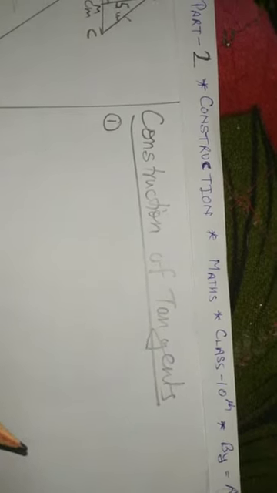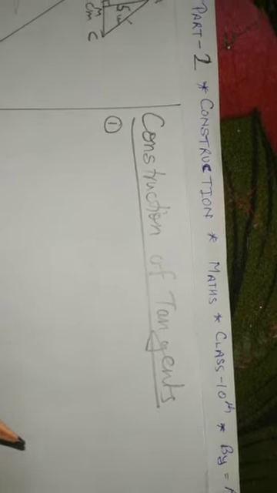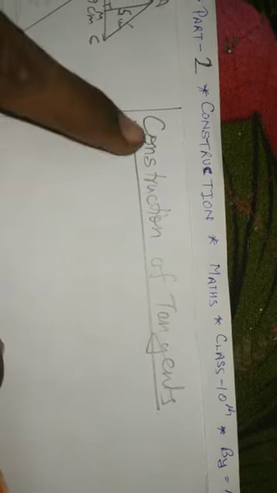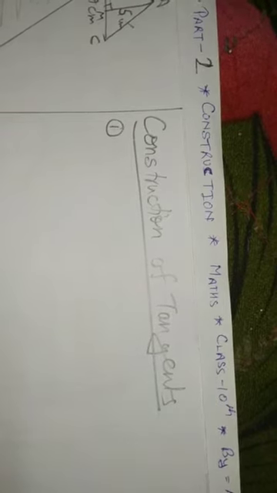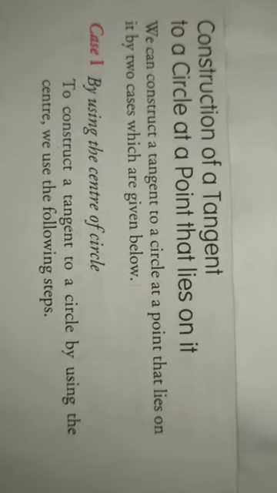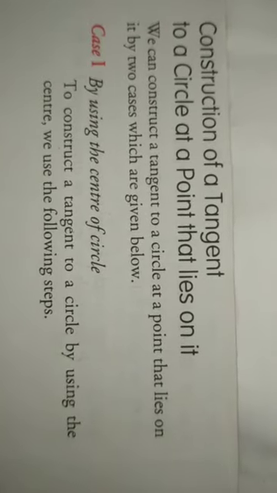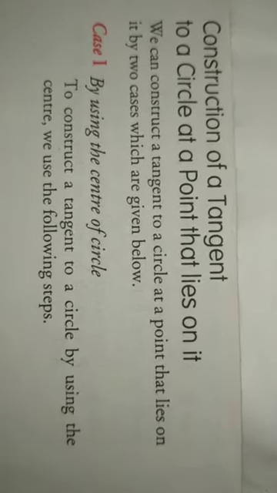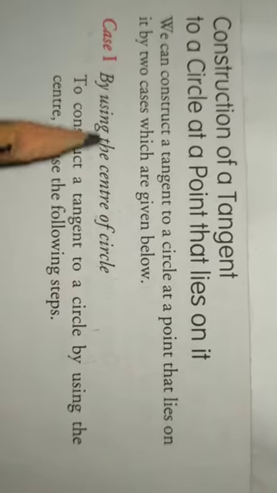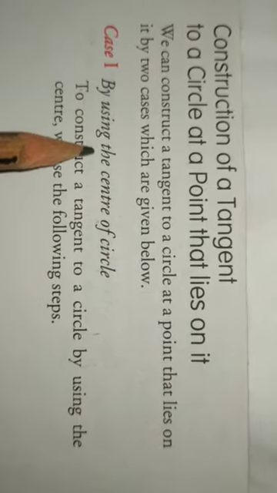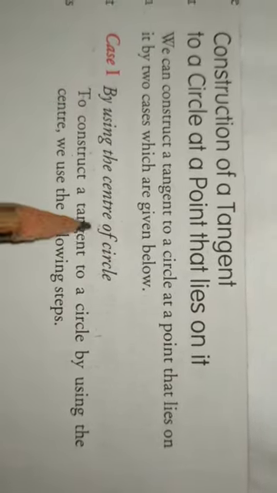Now the next topic is an important topic, that is the construction of tangents to a circle at a point that lies on it. In the construction of a tangent to a circle at a point that lies on it, there are two cases. First, by using the center of the circle, and second, by not using the center of the circle. So we take the first case, by using the center of the circle.